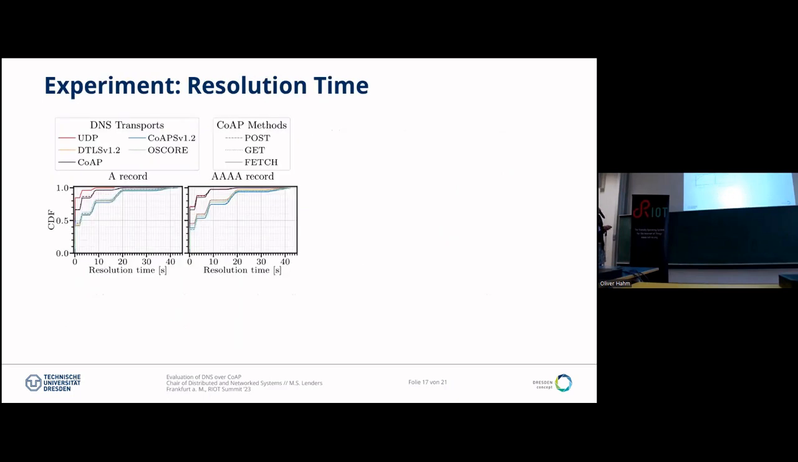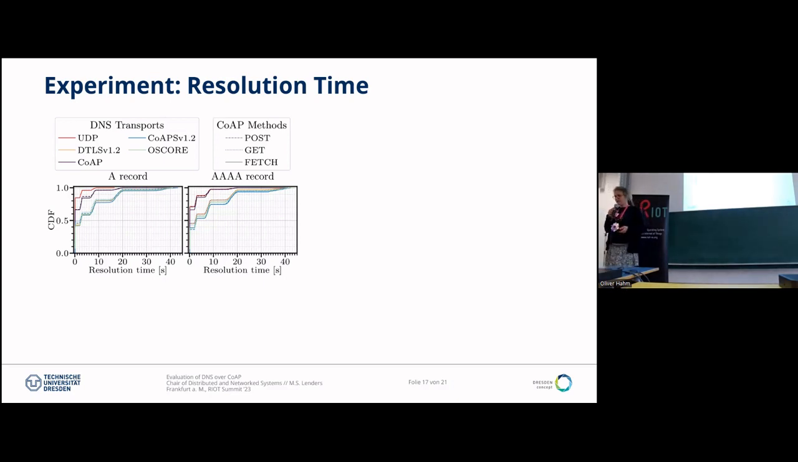So first we have a look at the resolution times. There you can see in a CDF all the resolution times on the x-axis and the density function on the y-axis. UDP is in red, DTLS in orange, CoAP in purple, and CoAPS and OSCORE in blue and green. And the CoAP methods are differently plotted.